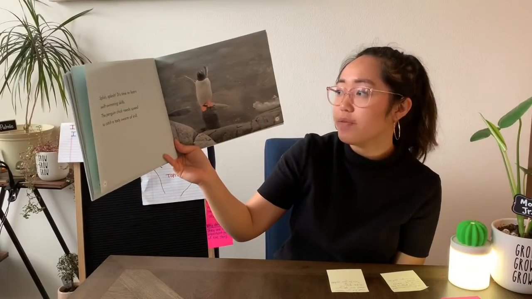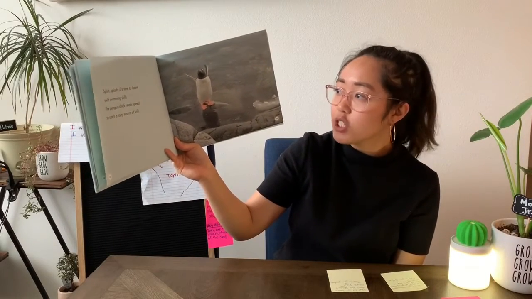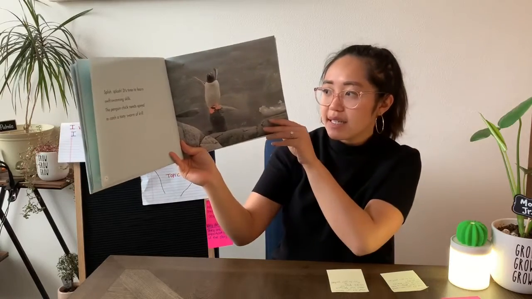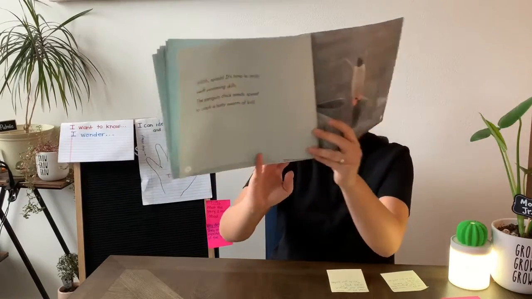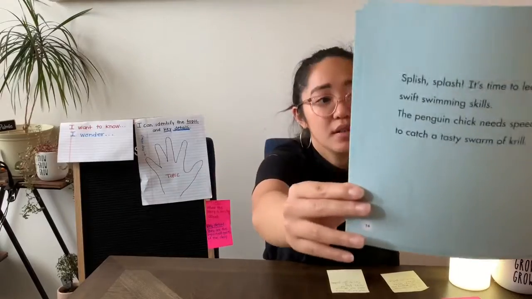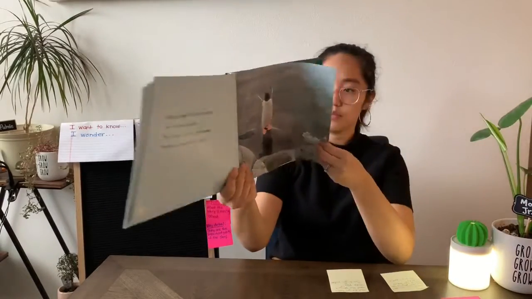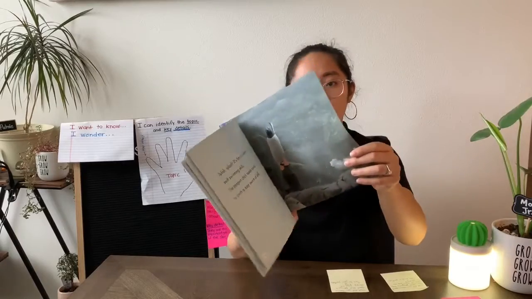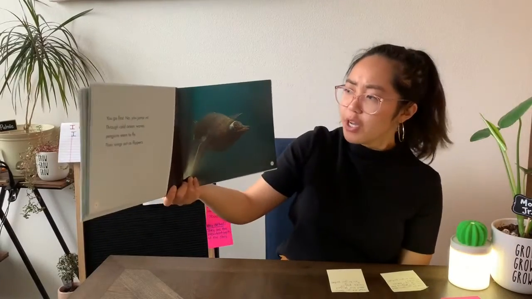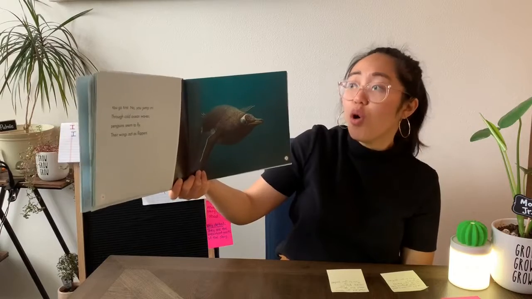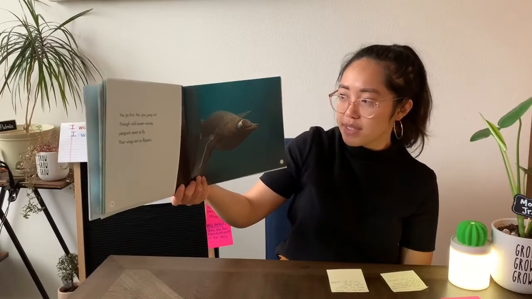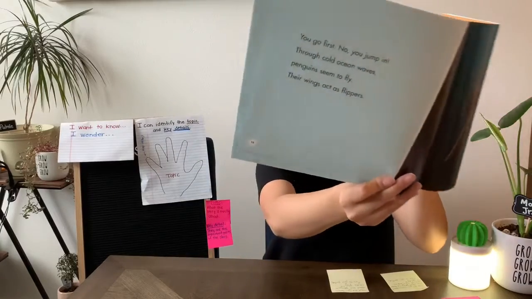Splish, splash, it's time to learn swift swimming skills. The penguin chick needs speed to catch a tasty swarm of krill. You go first. No, you jump in. Through cold ocean waves, penguins seem to fly. Their wings act as flippers.